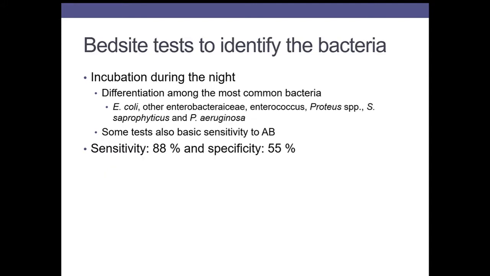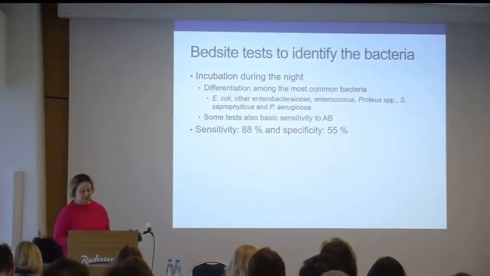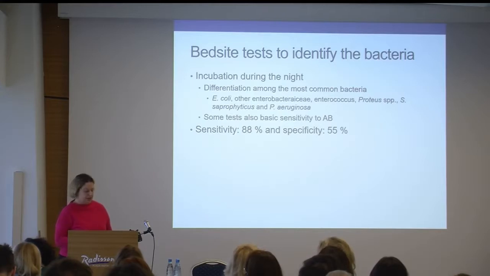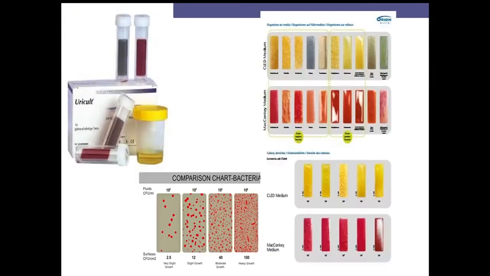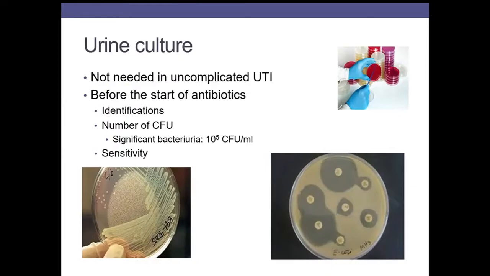You can then use the bedside test to identify the bacteria. You can incubate your urine sample during the night, and the tests are able to differentiate among the most common bacteria. And some tests are also able to give you some basic sensitivity to antibiotics. Sensitivity is quite high, but the specificity is not so good. The most common test is EUCIC, you know it. Then you can discuss the density of the bacteria and also the species and also some sensitivity.